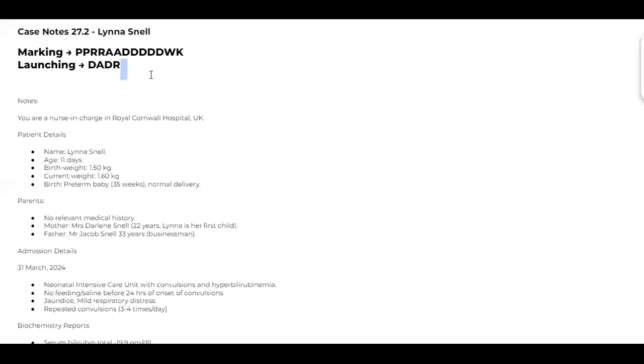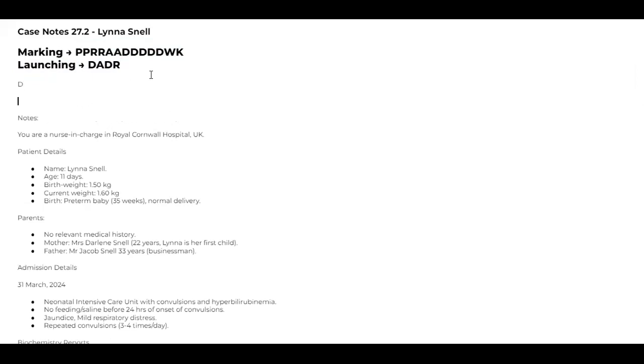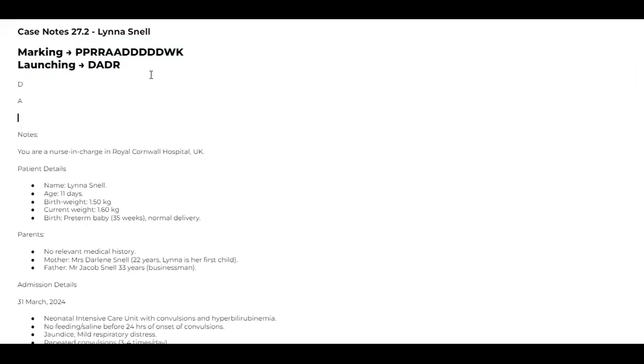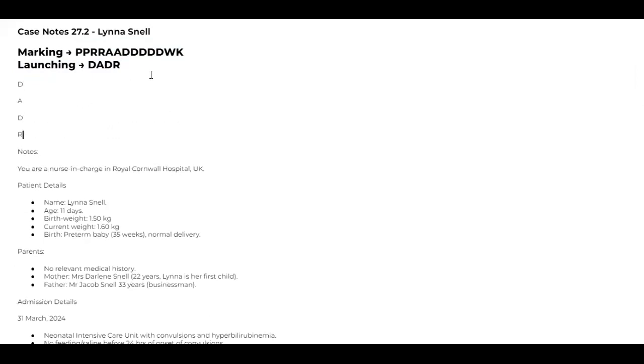All right, so we are starting with this one. The first part is known as marking. Marking is done. Second is launching: DADR. Where is D? D. And second is A. That is D. And the last is R. Do you know what R is? R means RE, that is a referral.